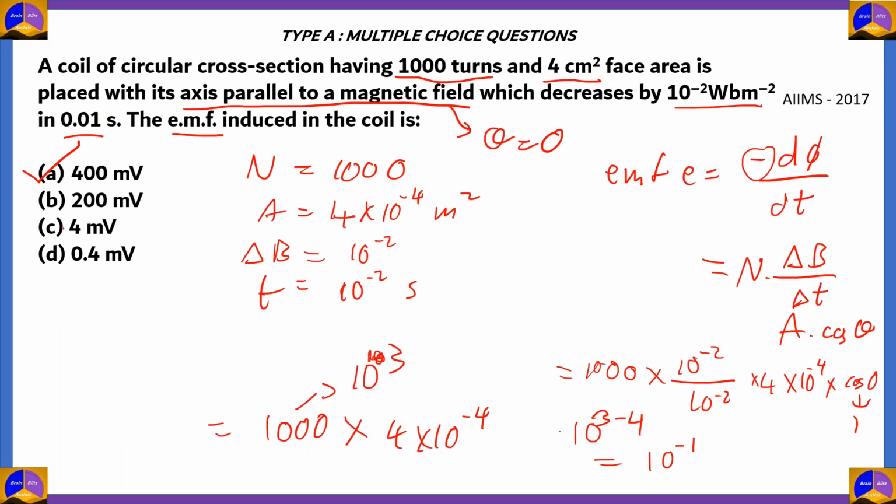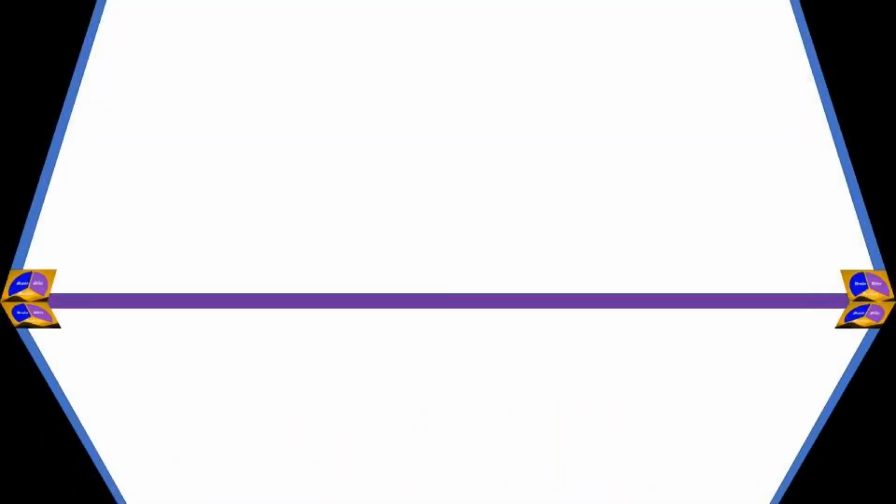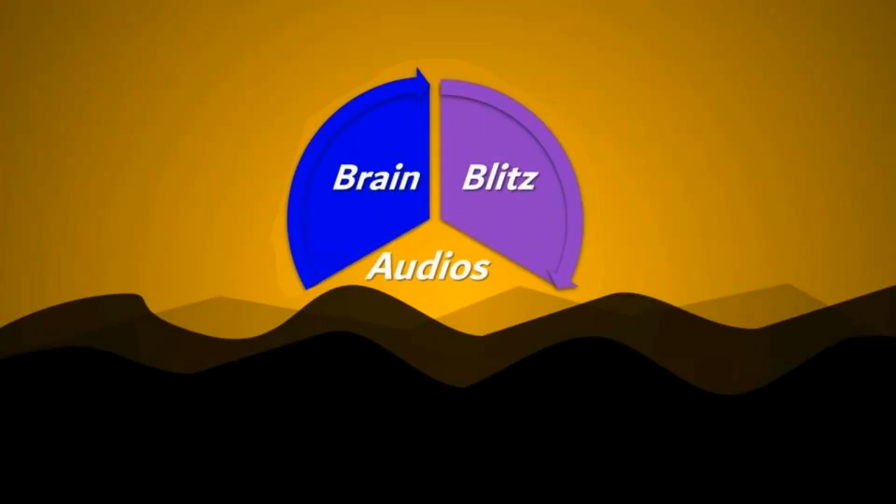Therefore, option A, 400 millivolts, is the right option. Options B, C, and D are incorrect. D is incorrect because the unit is different. If it was 0.4 volts, then D would be correct as well. 4 MV will translate to 0.004, which is not the value given, and 200 millivolts will be 0.2 volts, which is also not the value given. The value that we got is 0.4 volts. That is 400 millivolts. And that concludes this webisode on NEET preparation.